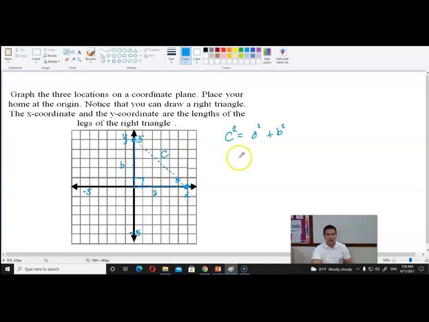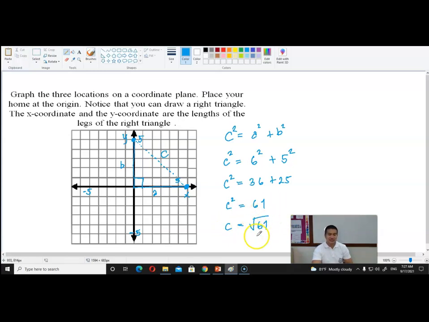So therefore we can solve: c squared is equal to a, which is 6. So we will have 6 squared plus 5 squared. So we will get c squared equals 36 plus 25. So c squared is equal to 61. Okay, so then c is equal to the square root of 61.